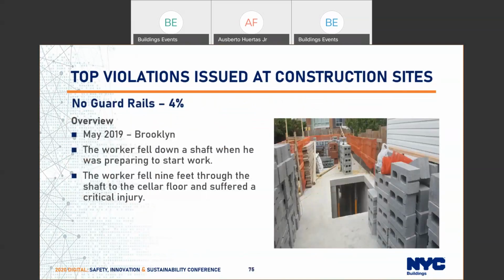Another commonly issued violation is failure to install guardrails. In May of 2019 in Brooklyn, a worker fell down a shaft when he was preparing to start work. The worker fell 9 feet through the shaft to the cellar floor and suffered a critical injury.